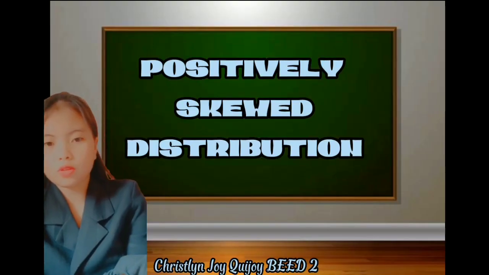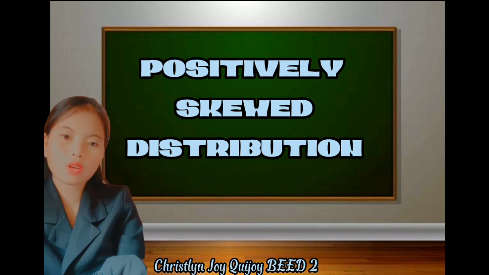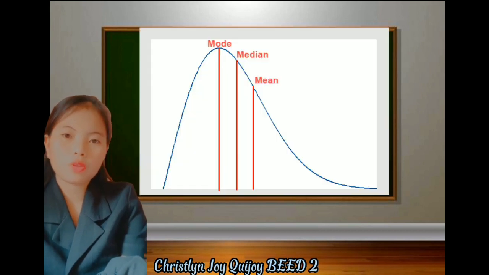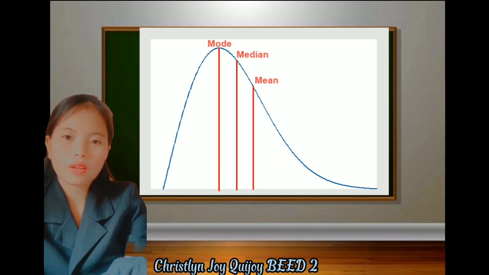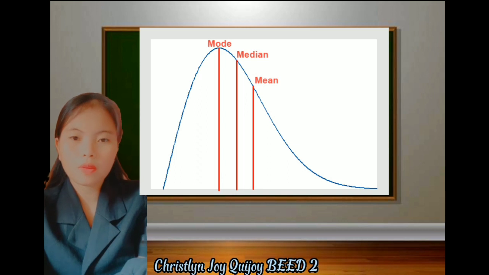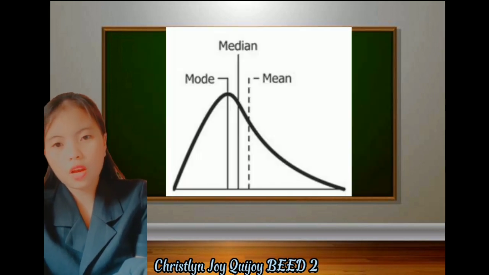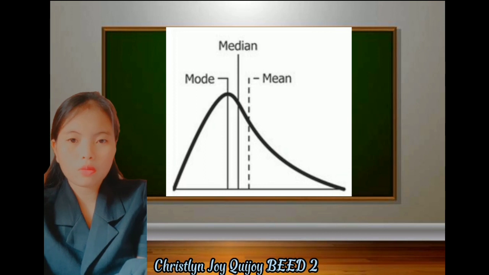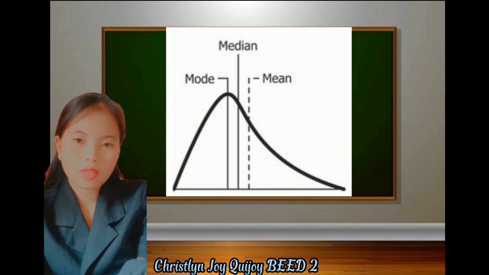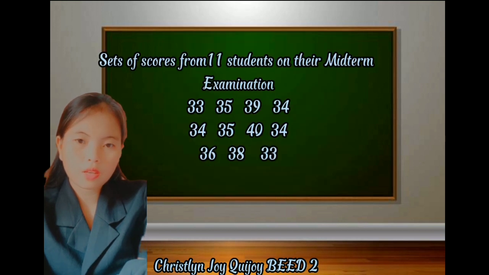For the continuation, we will tackle Figure 15, which is the positively skewed distribution. So what is a positively skewed distribution? It is a type of distribution in which most values are clustered around the left tail of the distribution, while the right tail of the distribution is longer. It shows that if the mean is greater than the median and the mode, then the distribution is positively skewed. In order for you to understand how to get the positively skewed distribution, I will show an example for you to be guided.